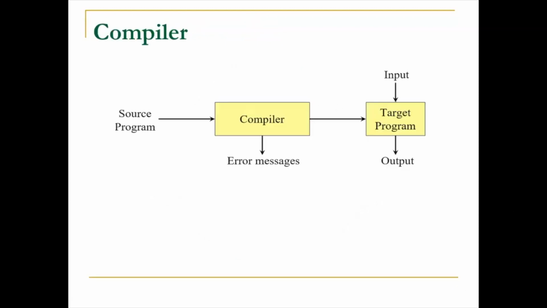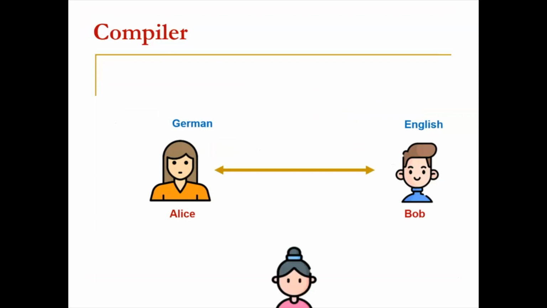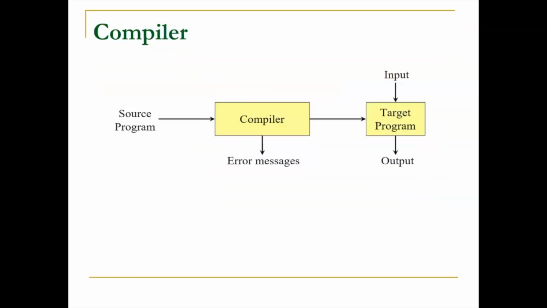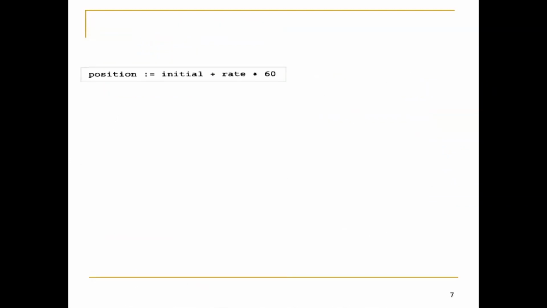Just a quick recap on what we have covered in the part 1 video. We started with why we need a compiler, then we discussed the formal definition of the compiler, and some of the phases involved in the compilation process. To explain the different phases, we took an arbitrary statement, position equal to initial plus rate into 60, and explained what happens to this statement when it passes through the different phases of the compilation process.